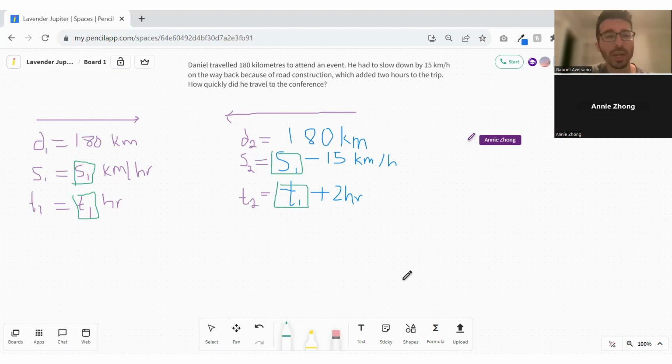Can you think of any equations that you know that relate speed, distance, and time all together? So there'd be the distance equals speed over time formula. And if you look at the units here, speed is kilometers divided by hours, and then time is hours. So what would happen?